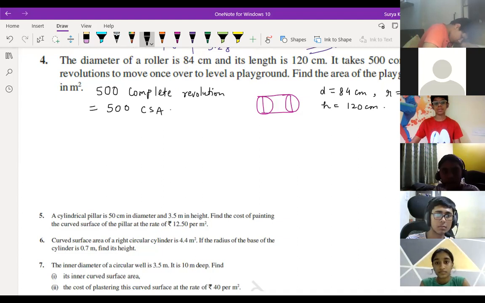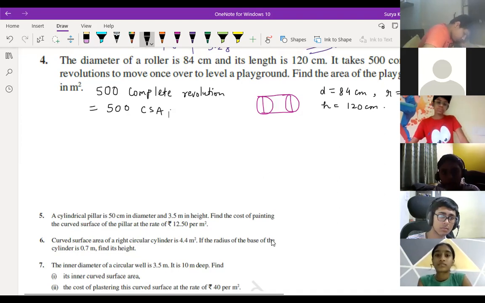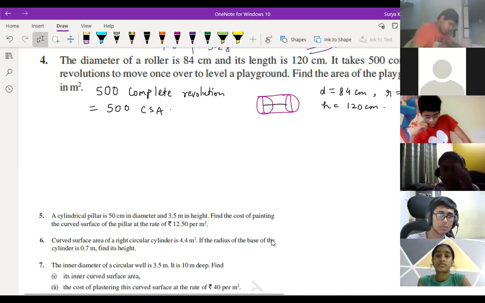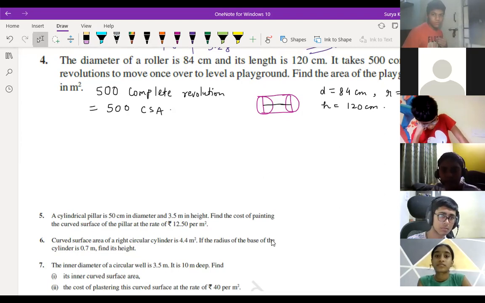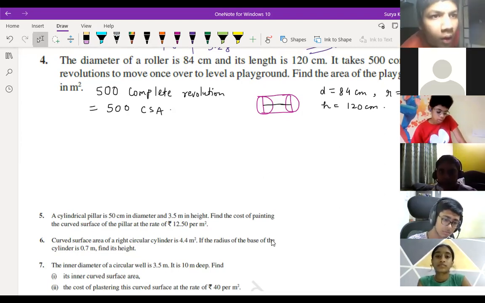Sir, small doubt. Here height is 120. If it's on its side, then the area of roll from the circle part to the circle part is like this length, the length of the roller. Yeah, that is only height. Okay, height is equal to length.